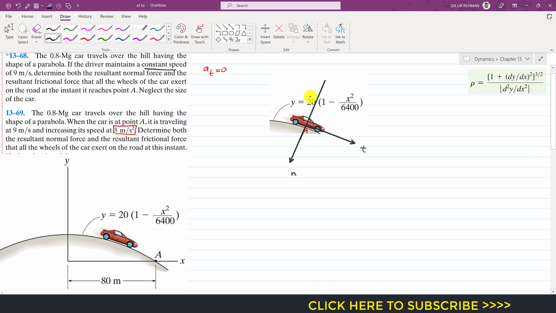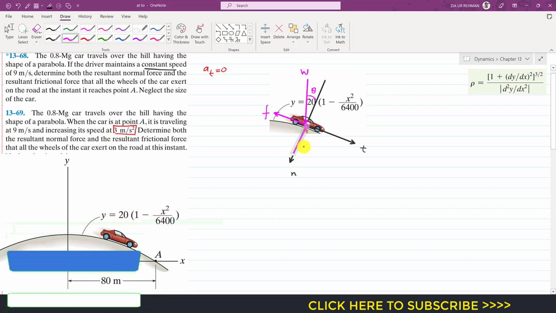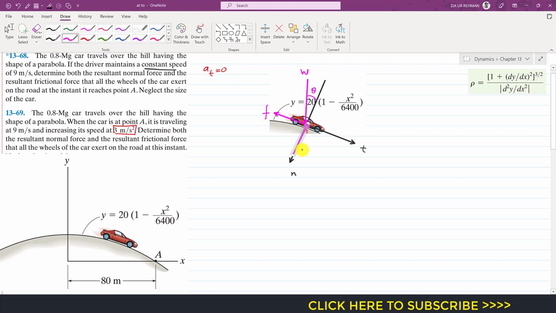the weight of the car will be acting vertically downward. So this will be the weight of the car like this, which will be acting vertically downward. And it will be making some angle theta here. And the frictional force on the wheels of the car by the surface will be acting in the opposite direction of the motion, right? So the friction force will be acting in the negative tangential direction. So this is that frictional force. And the normal force will be acting by the surface in the negative normal direction. So this will be the normal force. So we are required to find this N and this frictional force.